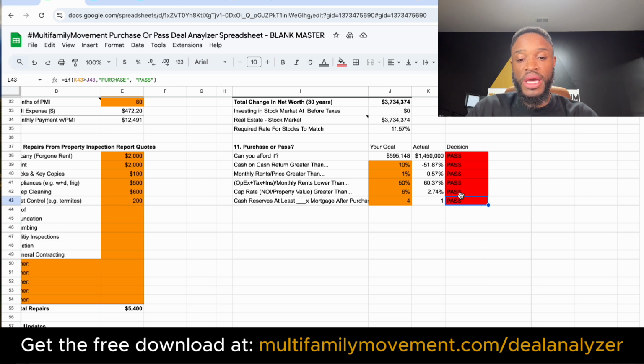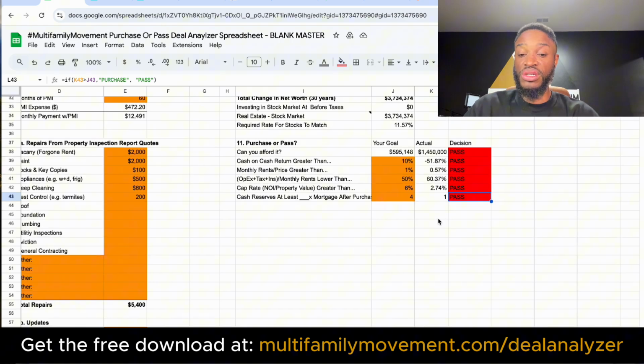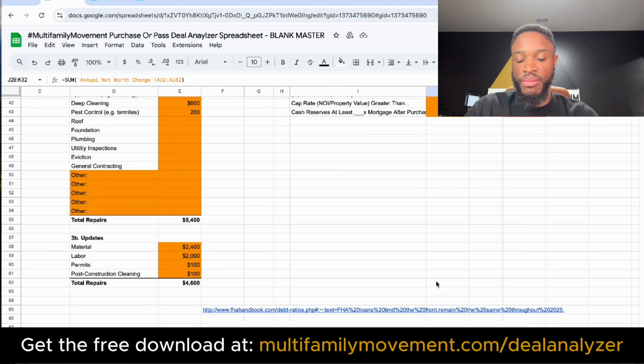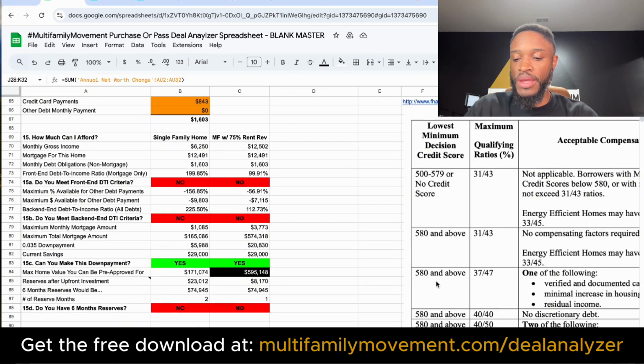Okay. Now, sometimes you may get 2 greens and 4 reds, or you might get 4 greens and 2 reds. Those you want to dig into a little bit more. You may see that a particular property has appreciation potential, and therefore you still decide to buy, even if it has low cash on cash return, because of all of the other benefits that come from multifamily real estate investing, right? Now, how much can you afford?